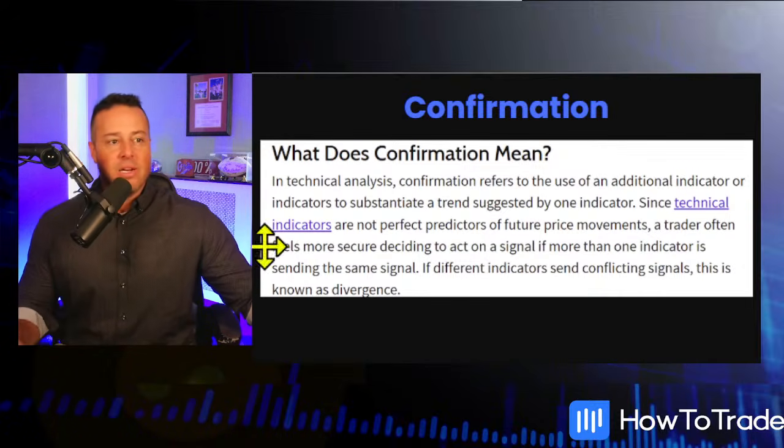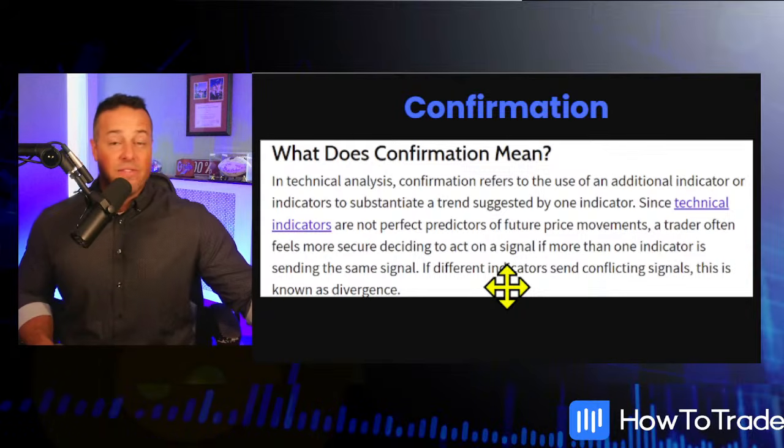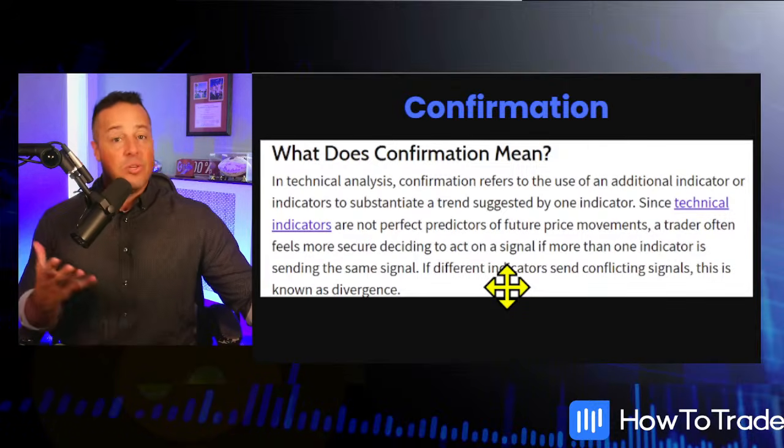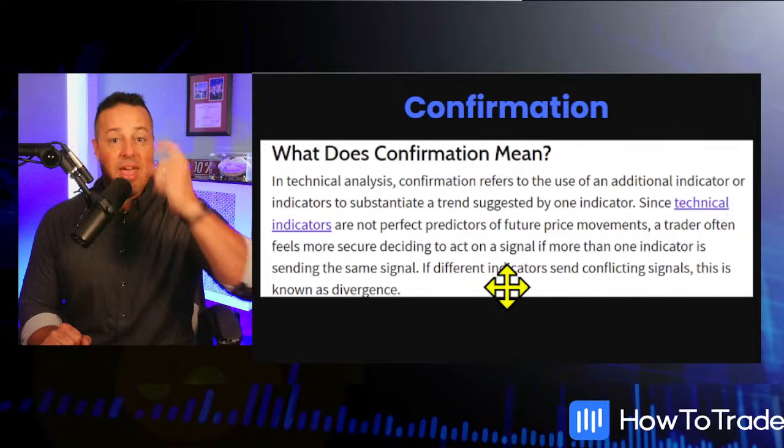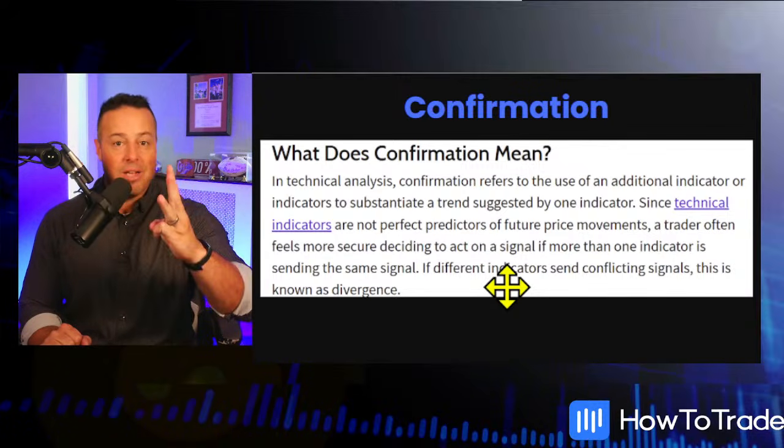Now, since technical indicators are not perfect predictors of future price movements, they're not. They're all lagging. Every indicator on your chart is lagging. It can't help you predict anything. All it can do is help you set up your trade, your stop loss and your profit target and your entry point. Every trade has 3 points: entry point, profit target, stop loss.